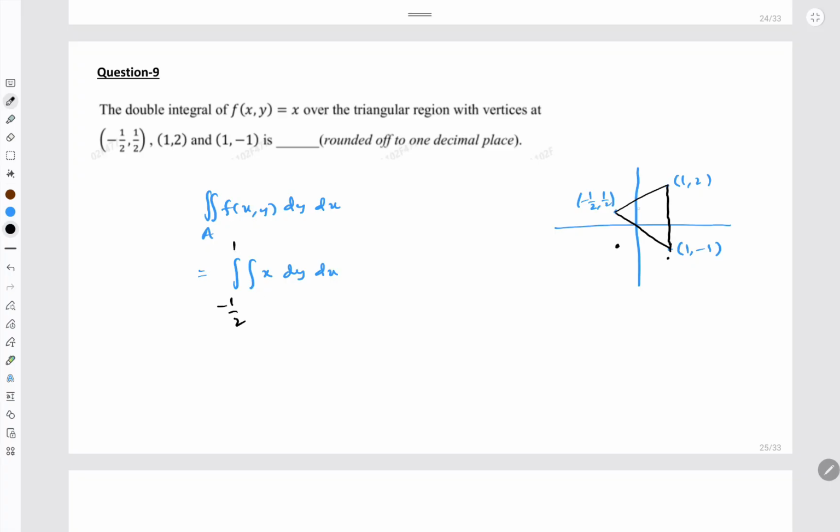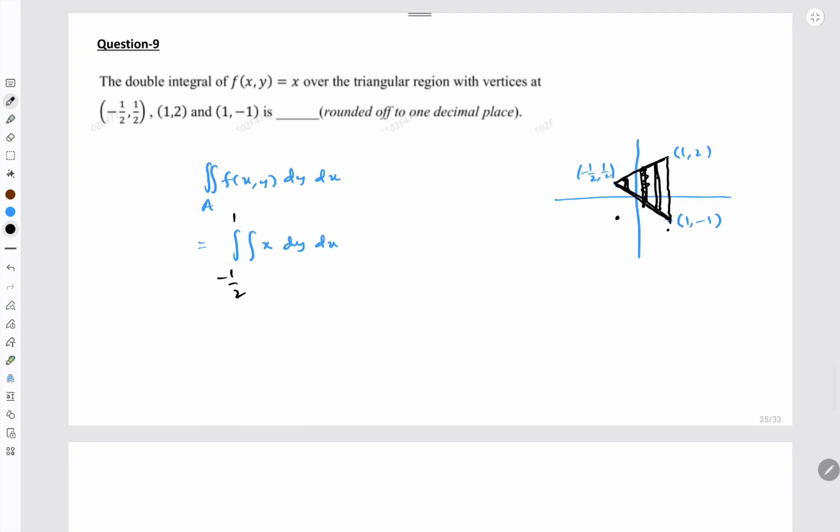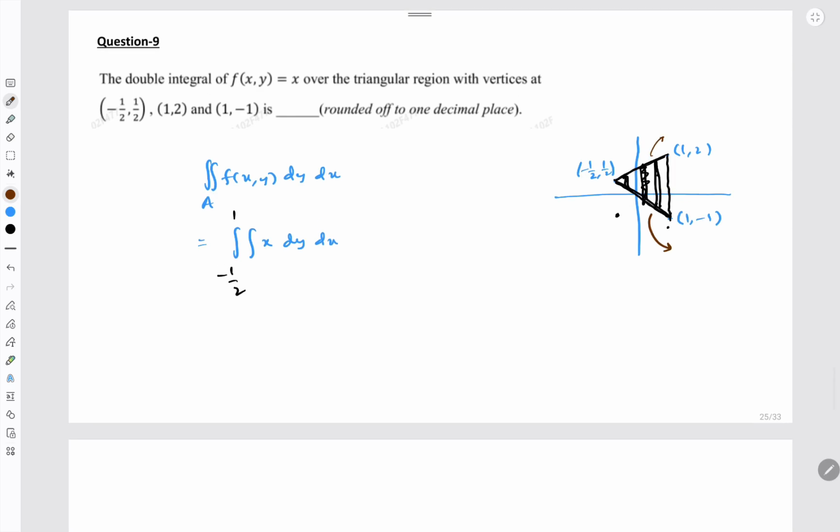What is my y ranging? Y is ranging from this below line to this upper line, right? If I take this kind of strips, that will be done. So y will range from this value to this value. So let us find the equation of these two lines, the bottom line and the top line.